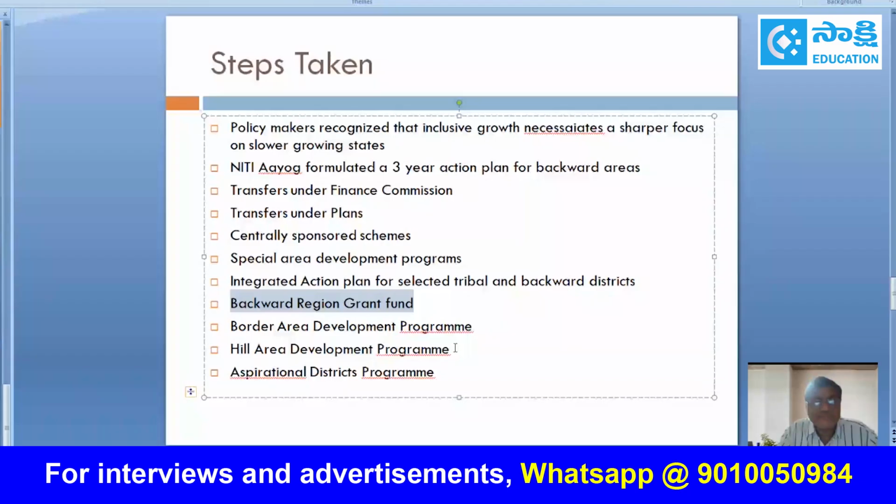The main objective of this program was to reduce infrastructure disparity between rich and poor districts in India. So here I have mentioned one of the important funds that was launched by the government of India to address regional imbalances, that is the Backward Regions Grant Fund.